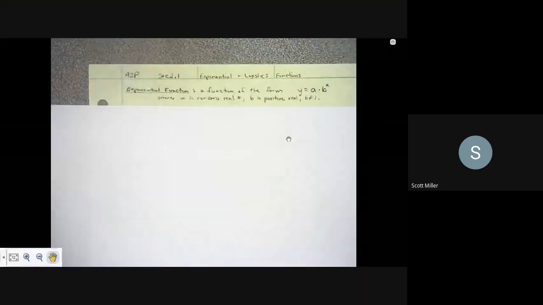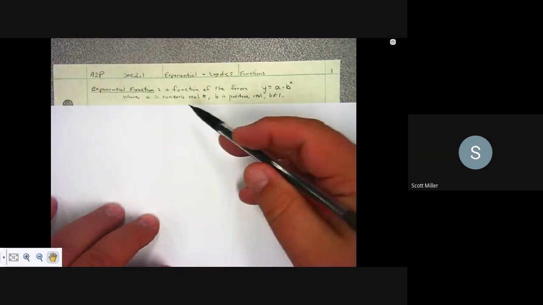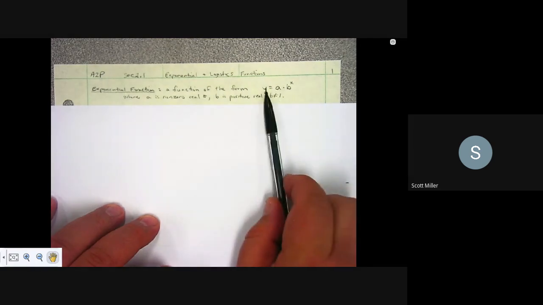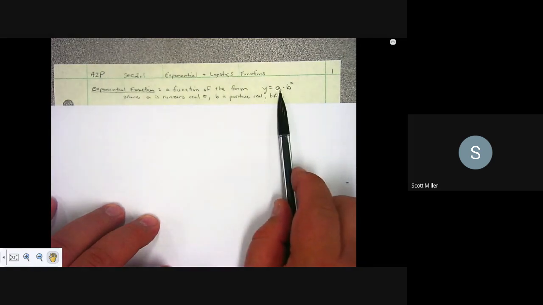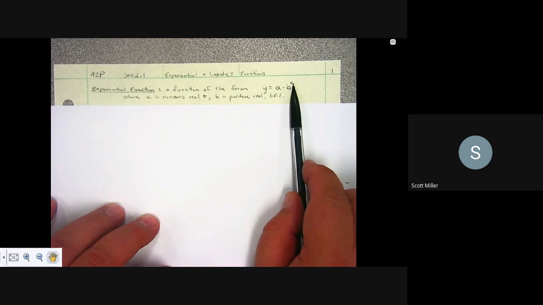All right, today is section 2.1, exponential functions and logistic functions. So here's a basic overview of some stuff. Exponential functions are functions of this form right here, where you have a times some number to the power of x. This number right here would be the base number. That is the exponent, so the x is in the exponent.